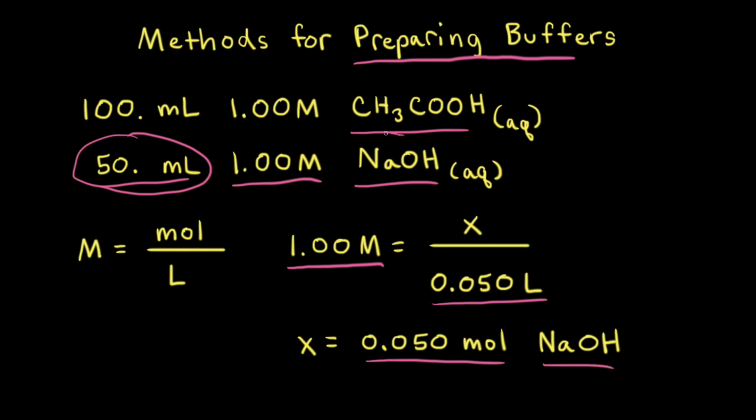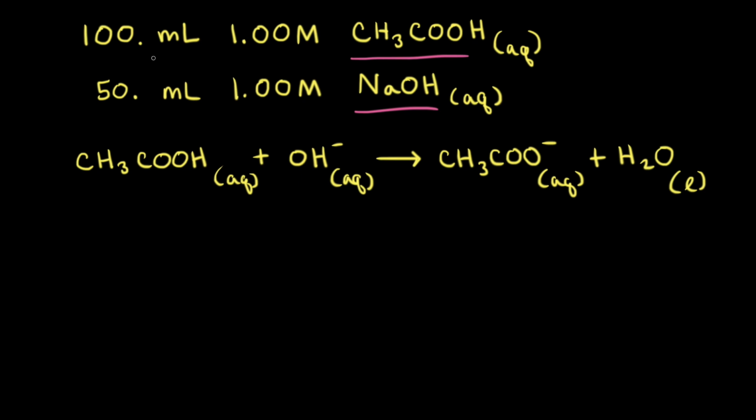Since sodium hydroxide is a strong base, it dissociates completely in solution. Therefore, if we have 0.050 moles of sodium hydroxide, we also have 0.050 moles of sodium cations in solution and also hydroxide anions in solution. When these two aqueous solutions are mixed, we're mixing 100 milliliters with 50 milliliters for a total volume of 150 milliliters. Let me just go ahead and write that down here really quickly.